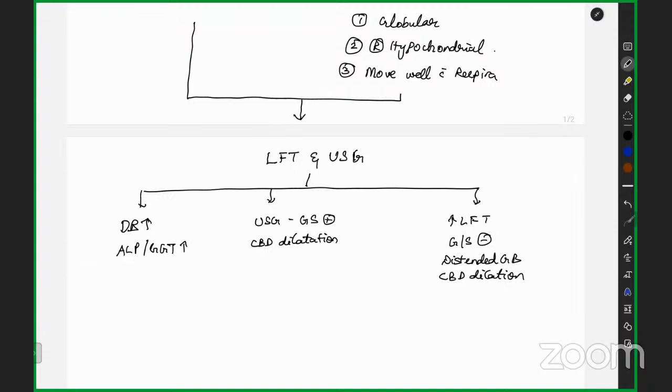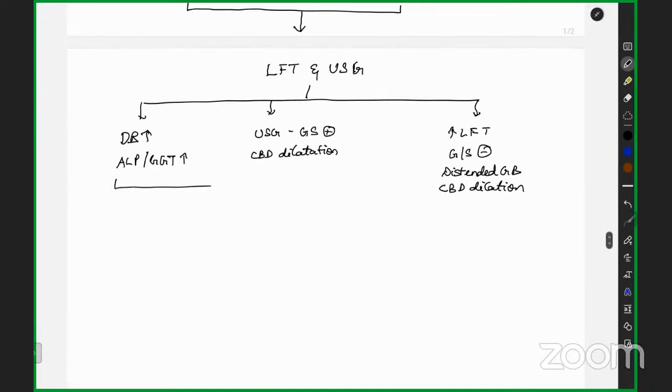In the second case, on USG you're going to find a gallstone, and CBD dilatation is present. In the third case, you have a raised LFT, no gallstone, but CBD dilatation is also there, and a distended gallbladder is also there. Now, what should we suspect? Remember, in case A and case B, there can be no malignancy. You have to suspect CBD stones. CBD stones, tomorrow, let's see it.